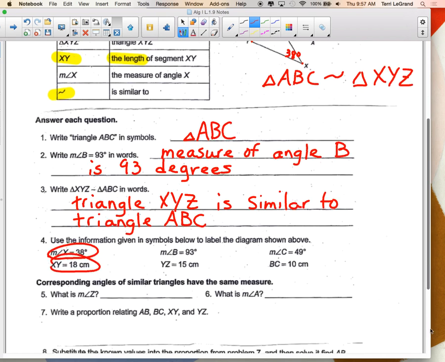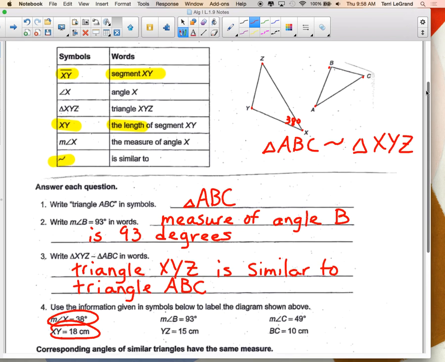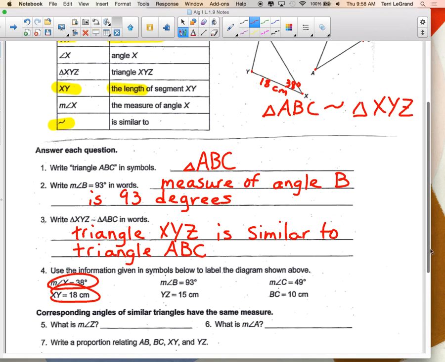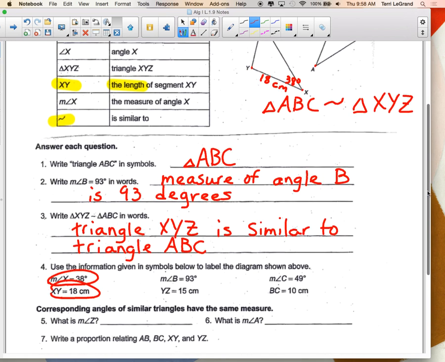What does this one say? Yeah, the length of segment XY is equal to 18 centimeters. So we go up and find segment XY, and we say, okay, its length is 18 centimeters. Okay, go label those other 4 pieces that we have left to do. Label the others also, please.